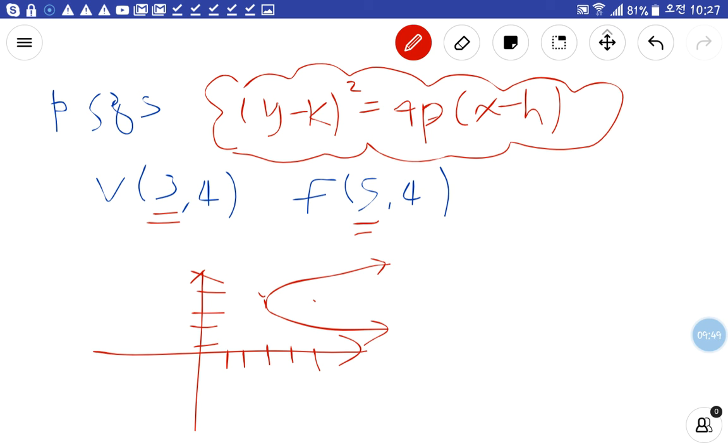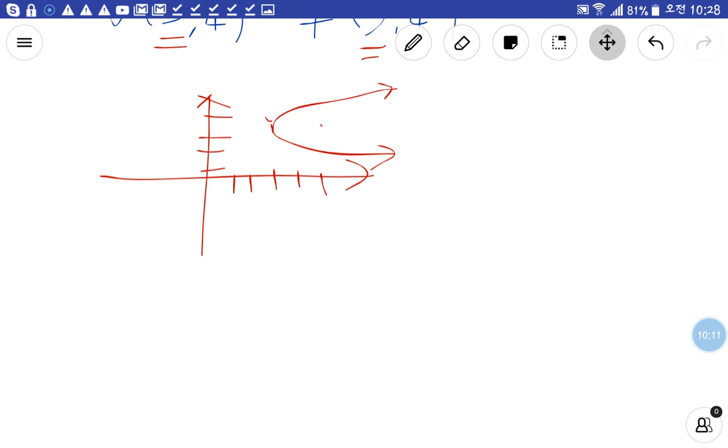Another way we can do this is to use a formula, because you don't want to apply the distance formula. So you can just simply do it this way. I'm going to use my formula, which is after translation. Now your focus needs to be (h plus p, k). Do you guys remember that? So now I'm going to find my p using this.